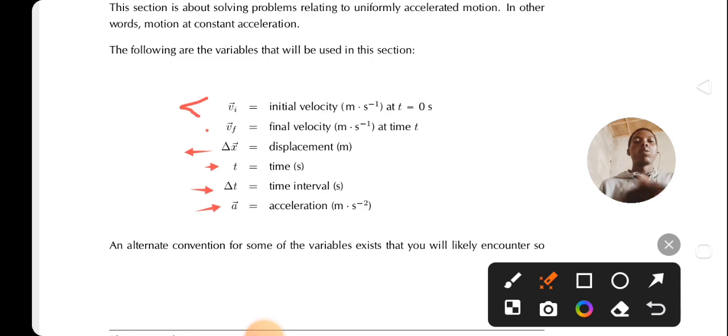So that is for today. Thank you for watching our video. In the next video we are going to see how to start solving problems related to uniformly accelerated motion using these variables. So thank you for watching.